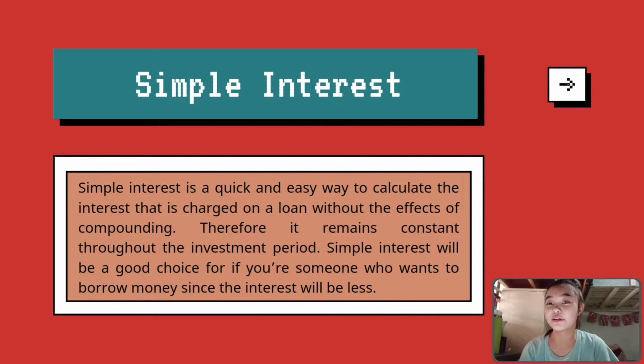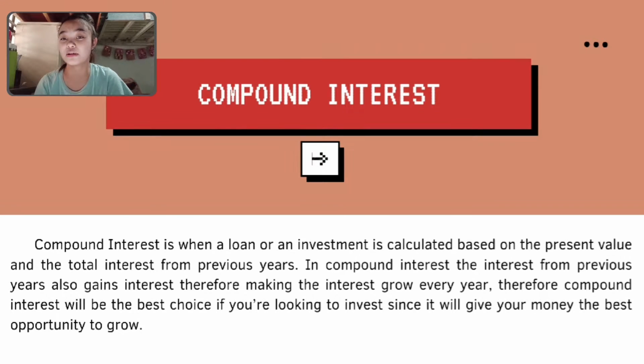Now let's talk about the difference between simple interest and compound interest. Simple interest is a quick and easy way to calculate the interest that is charged on a loan without the effects of compounding. Therefore, it remains constant throughout the investment period. Simple interest will be a good choice if you're someone who wants to borrow money since the interest will be less. While on the other hand, compound interest is when a loan or an investment is calculated based on the present value and the total interest from previous years.